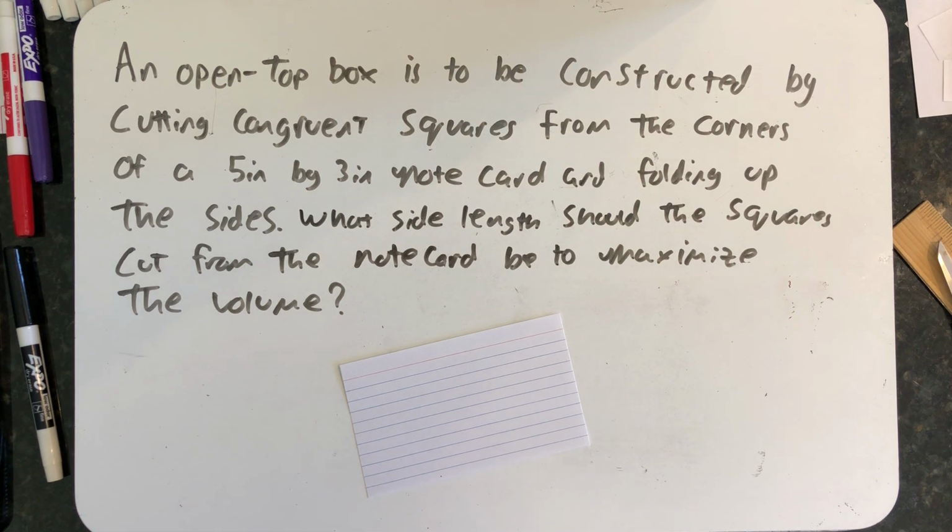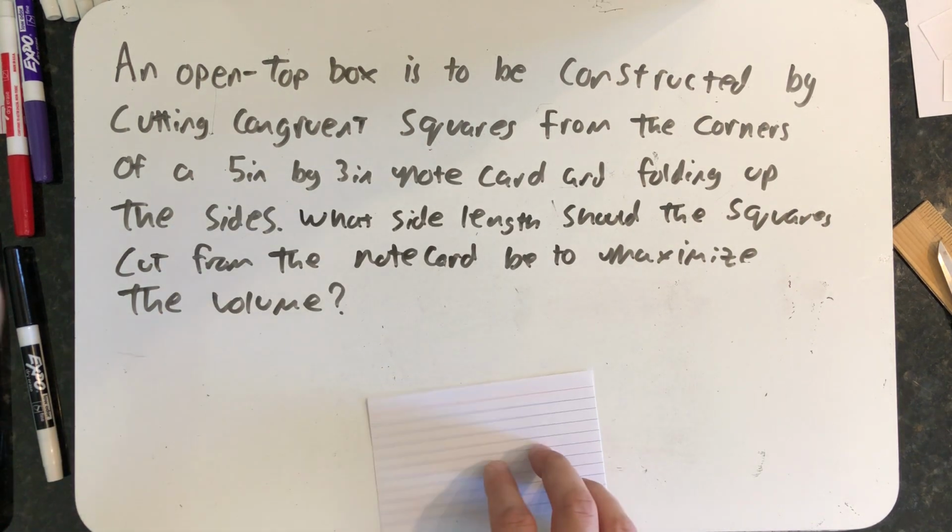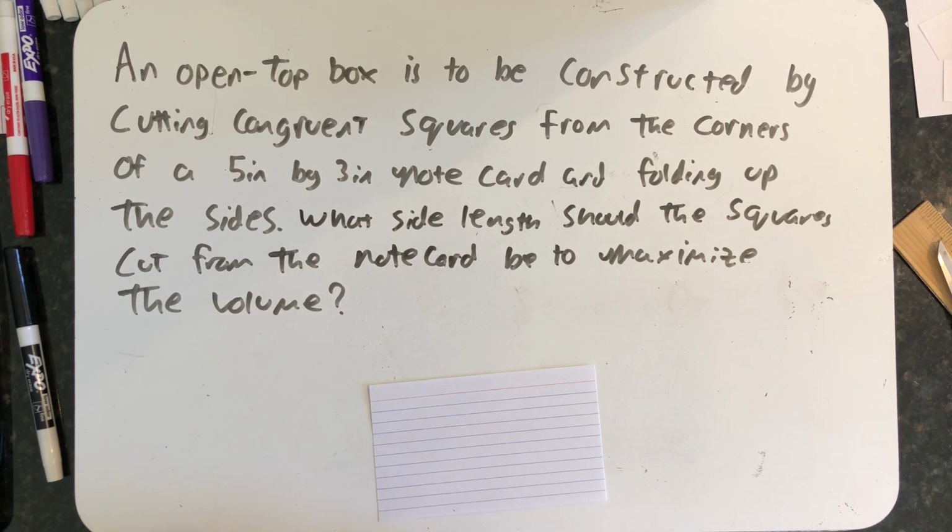But the real idea is that we're going to take all the information we've learned so far in chapter 4 and apply it to application problems. So let's say I have an open top box that I want to make by cutting squares off of a note card. An open top box is to be constructed by cutting congruent squares from the corners of a 5-inch by 3-inch note card and folding up the sides. What side length should the squares cut from the note card be to maximize the volume?